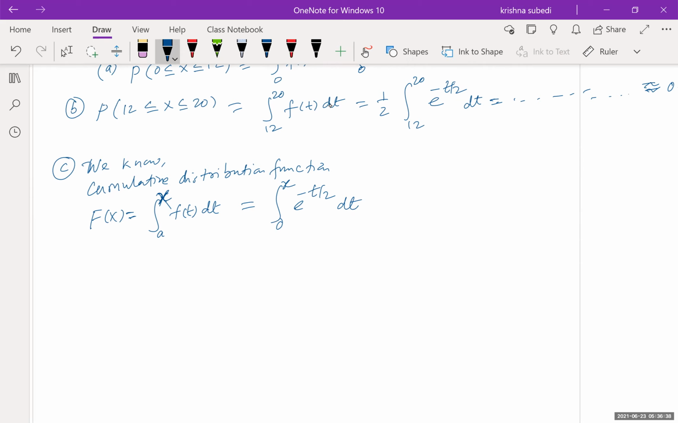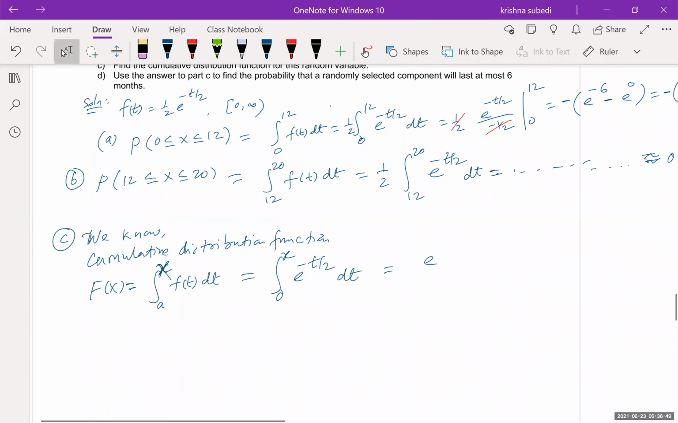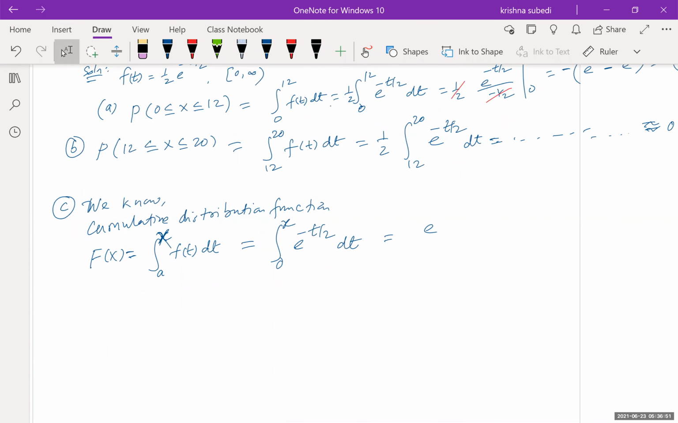So that means if you evaluate the integral, you're going to get e raised to power... Did I forget something here? Oh, half. Okay, thank you. So here we'll have half of this. So let me just evaluate the integral. You're going to get half, and integration of this is going to be e raised to power negative t over 2 over negative 1 over 2.